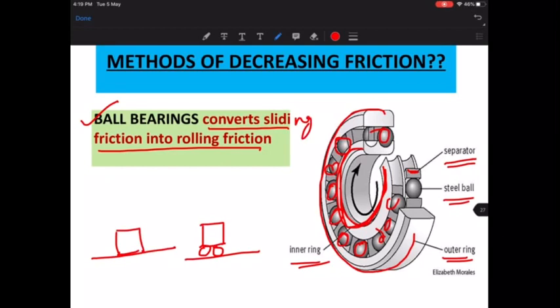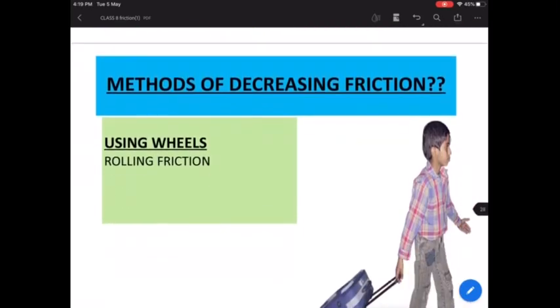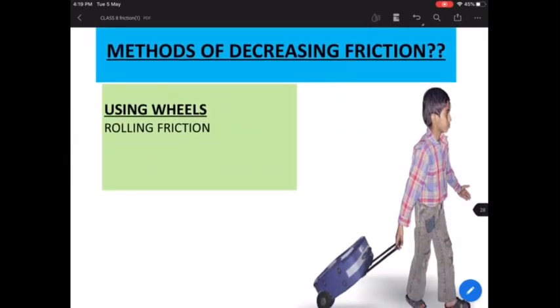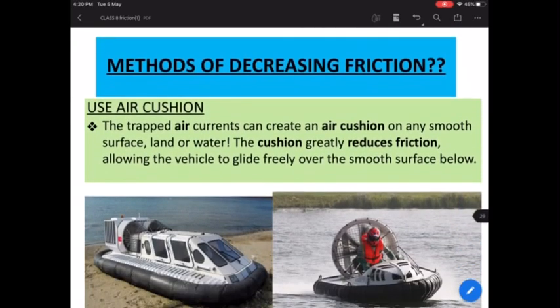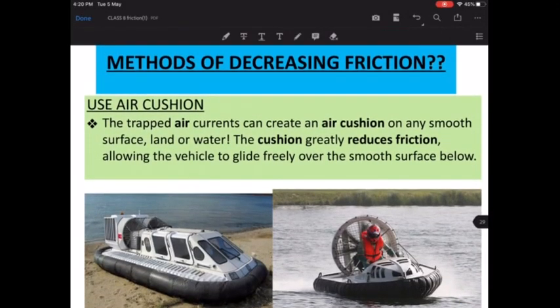What is sliding friction? What is rolling friction? We are going to talk about it now. So by using the ball bearings, we are going to reduce the friction. This is the second method. The first one was using lubricant, and the second one was using ball bearings. Next, methods of reducing friction. You can use wheels, which is the same as using ball bearings. This is self-explanatory, right?